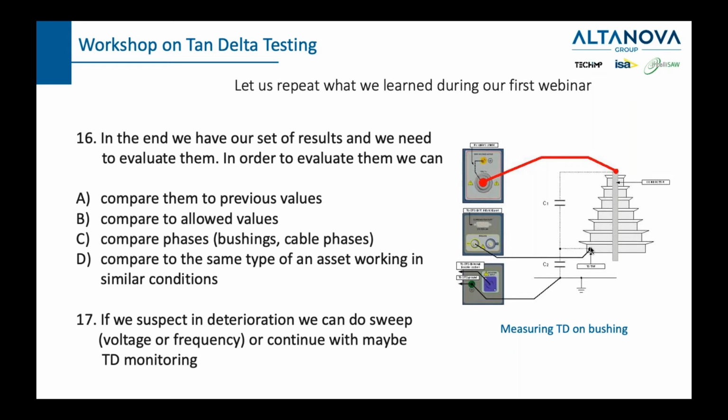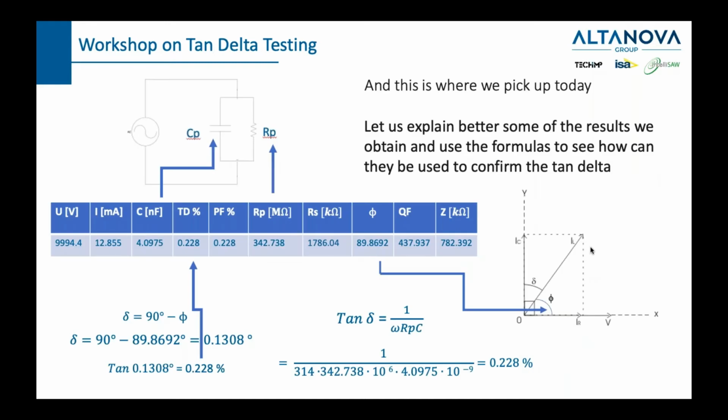If we have some suspicions that the value of tan delta is not okay, we can do a voltage or a frequency sweep. Frequency sweep is usually done on a bushing, and voltage sweep is done on the body of the transformer. Another option is if we really see that there is a problem, we can install continuous TD monitoring. That will give us a better insight of how the TD changes in time.